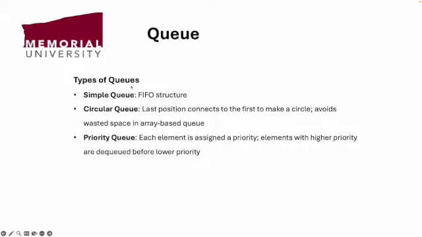Let's look at the types of queue. We have the simple queue, which follows the FIFO structure. We also have the circular queue, where the last position connects to the first to make a circle, so it avoids wasted space in an array-based queue. It's similar to the circular linked list, right? Which we learned last week. Then the priority queue, where each element is assigned a priority. Elements with high priority are dequeued before those with low priority. So roughly, these are three types of queue.